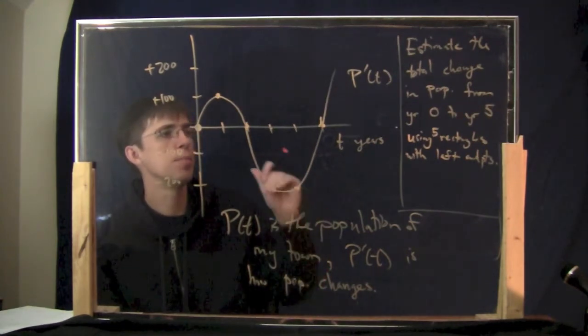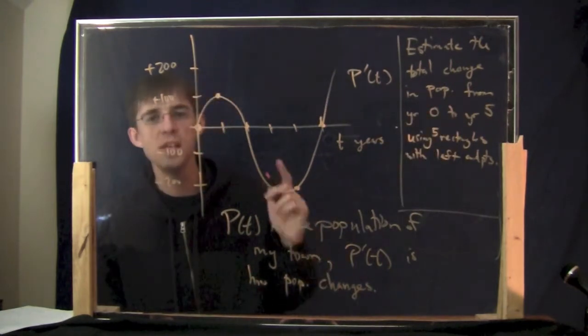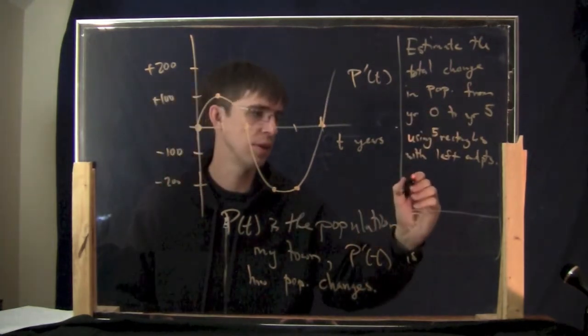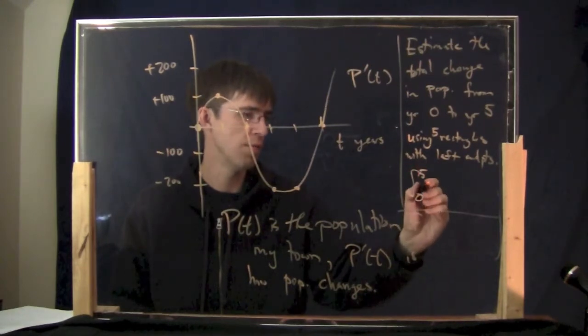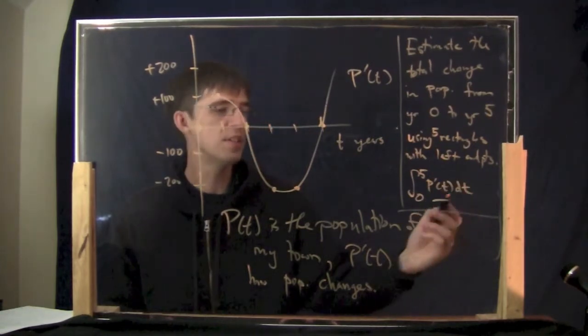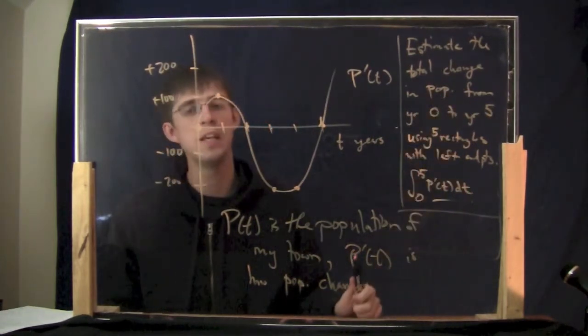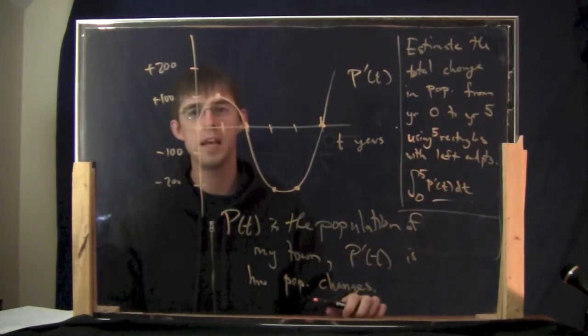The answer is you want to be computing the area under the curve, because the total change in population is equal to the area under the curve, also known as the definite integral. In this case, we want the integral from 0 to 5 of p prime of t dt, right? This is the answer. That is the total change. We're going to estimate that using 5 rectangles using the left endpoints.